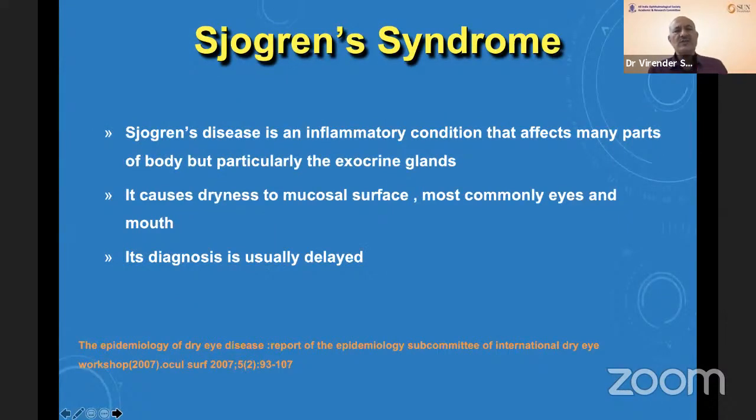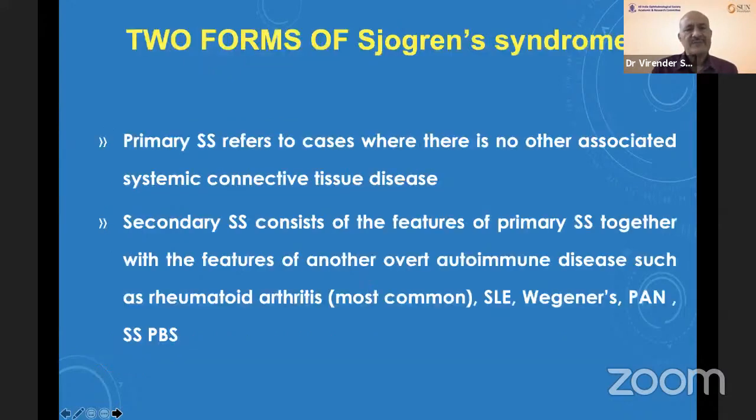So Sjogren's disease is an inflammatory condition that affects multiple tissues, especially the exocrine glands across the body. Primarily, the main targets are the mouth and mucosal surfaces and the eye. And usually its diagnosis is delayed. There are two forms: primary, wherein there is no other systemic connective tissue disorder, and secondary, where there is obvious clinical or subclinical or laboratory evidence of a systemic disease like rheumatoid arthritis, systemic lupus, or Wegener's granulomatosis.